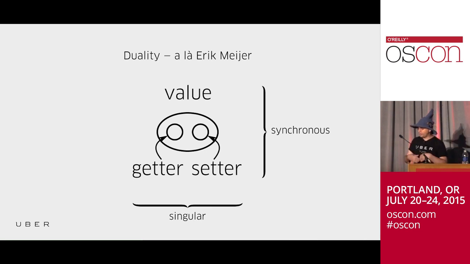In order to talk about this, we have to wind back to one of the most primitive concepts in programming, the value. A value breaks down into a getter and a setter, conceptually, if not in fact in implementation, where the getter and setter are duals of each other. This is the primitive that lies at the intersection, at the origin of this entire space. It's synchronous and singular.